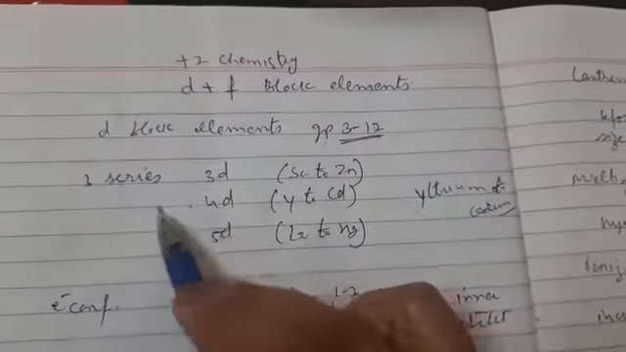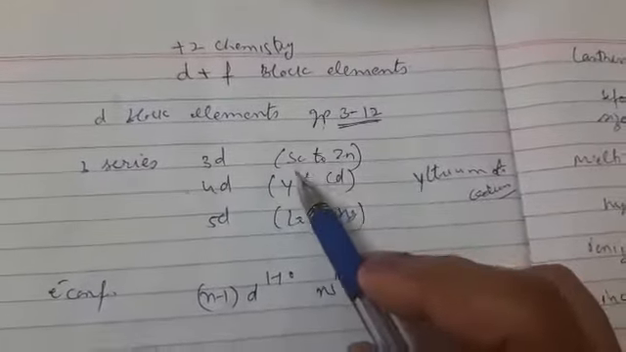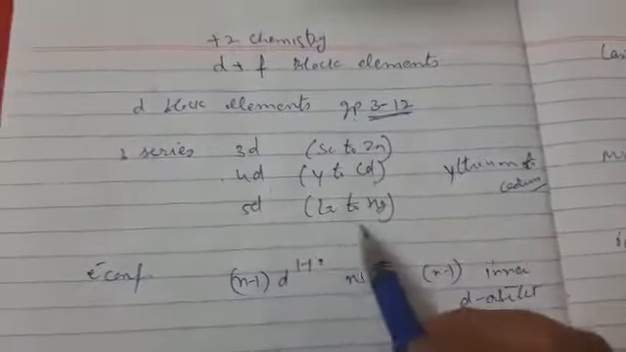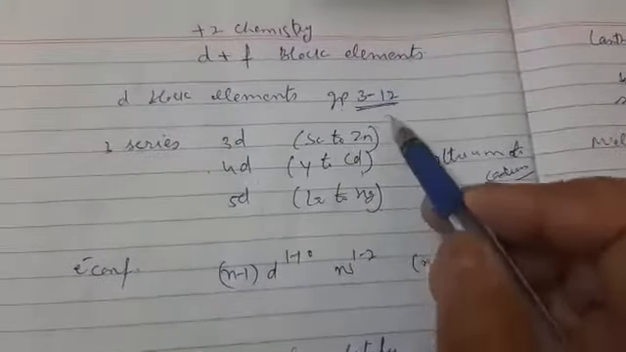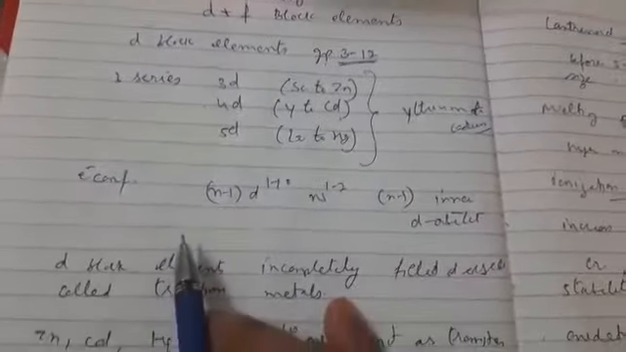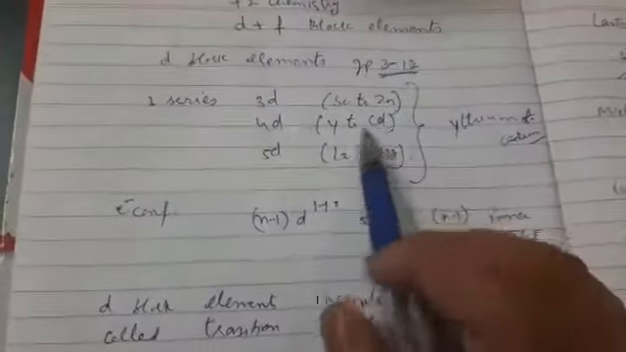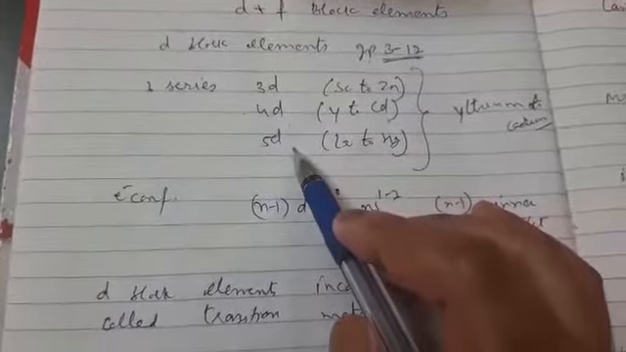And here are the series: the 3d series is scandium to zinc, 4d is from yttrium to cadmium, and 5d is lanthanum to mercury. These are the elements which are present in the d block. Three series are there, mainly 3d, 4d and 5d.